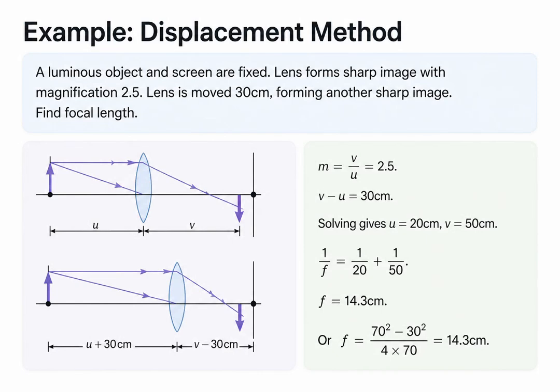Let's apply the displacement method to an example. An object and screen are fixed, and a lens forms an image with a magnification of 2.5. The lens is then moved 30 centimeters to form a second sharp image. Because the magnification is V over U and the displacement d is V minus U, we can solve for U and V, finding them to be 20 and 50 centimeters. The total distance L is 70. Using either the thin lens formula or the displacement formula, the focal length is 14.3 centimeters.